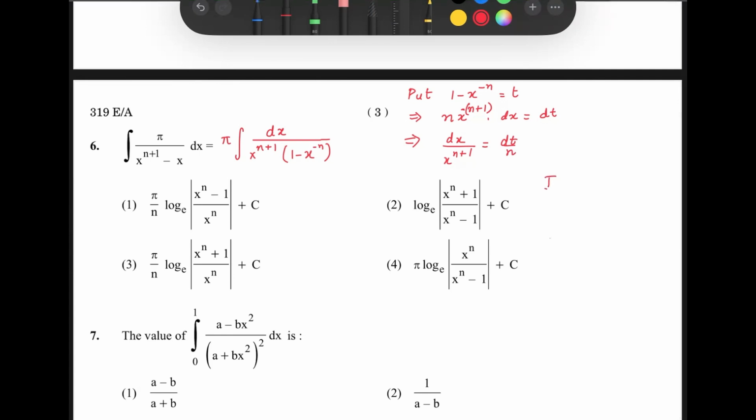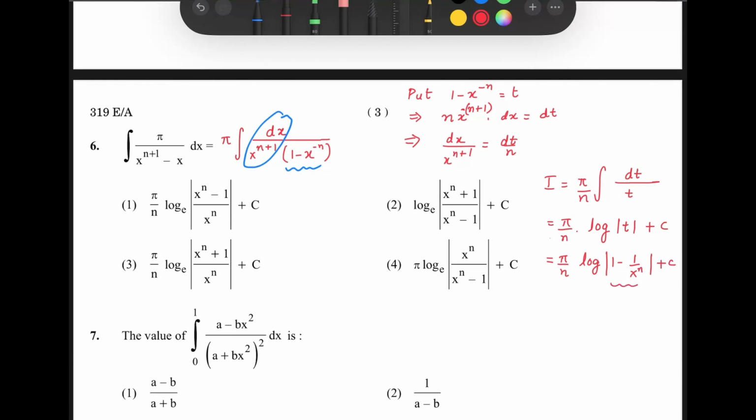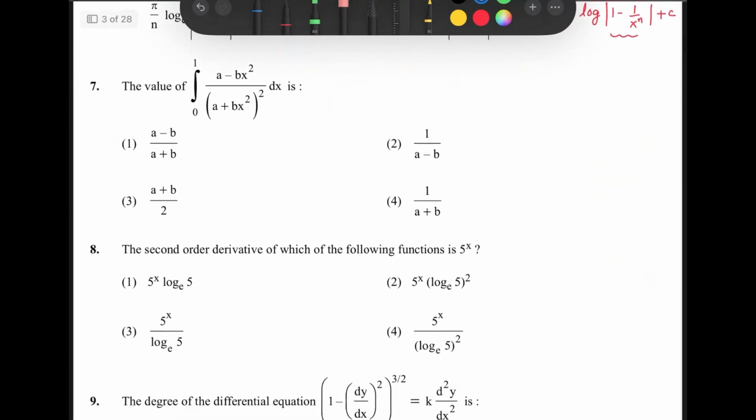Now the integral will convert into pi times dt over n divided by t, where the term 1 minus x to the minus n changes into t. So the final integral will be pi by n log t plus c. Again putting the value of t back, you'll get log of 1 minus 1 over x to the power n plus c, and then take the LCM, you'll get option 1, right, which is the correct answer for this question. Let's move to question number 7.